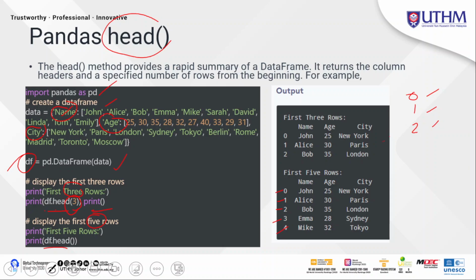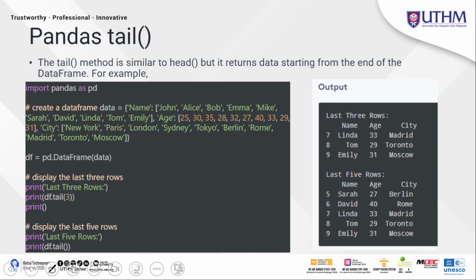So total 5 records. Similar things apply when it comes to tail. Tail considers the last 3 rows or the last 5 rows. Same records, same way of import, create the data frame. df.tail(3), last 3 rows you can see. Okay, in total we have 10 records. So the last three records start from 7, 8, and 9. 10 is not included because our index starts with 0. So when you include 0, the total records are 10.